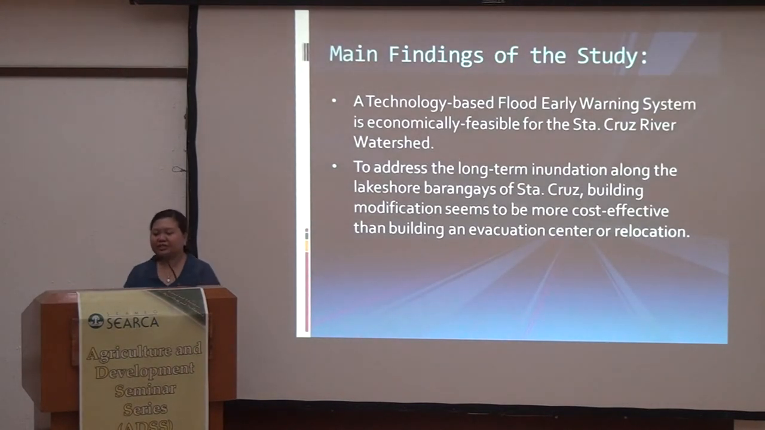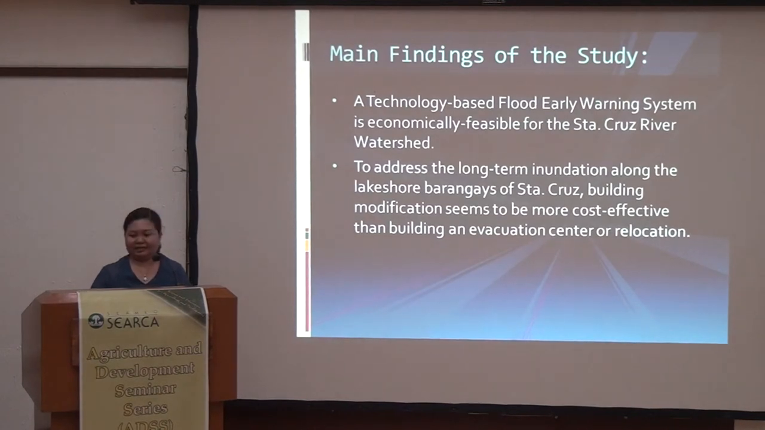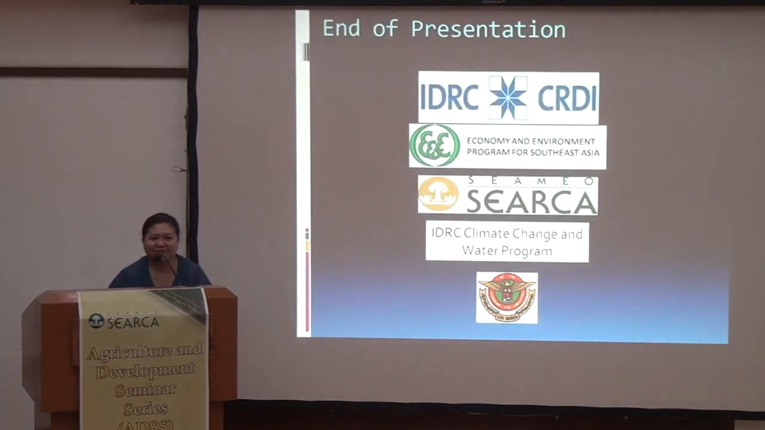So, just to highlight everything that I've said, the main conclusions are, first, a technology-based flood early warning system is economically feasible for the study site. Also, if you are to compare the three adaptation options, building modification seems to be the most cost effective. So, thank you.